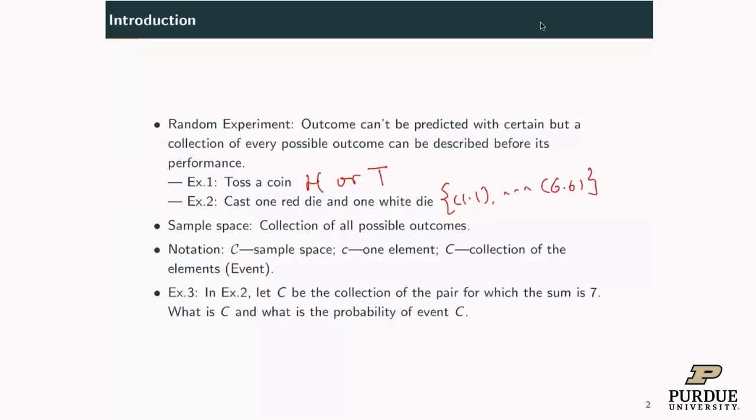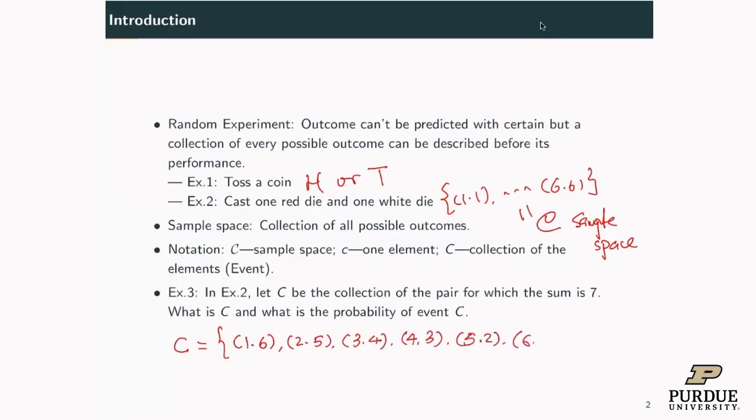For example, in example 2, I'm going to cast one red die and one white die. So this is C, a sample space. Now this event C is a collection of the pairs for which the sum is 7. So this C is an event. The sum should be 7. So it's (1,6), (2,5), (3,4), (4,3), (5,2), (6,1).